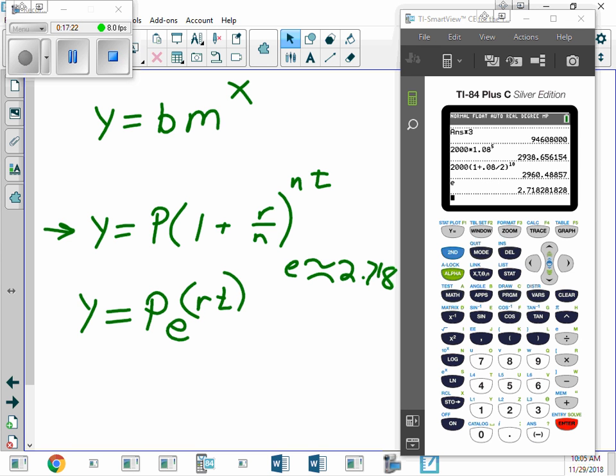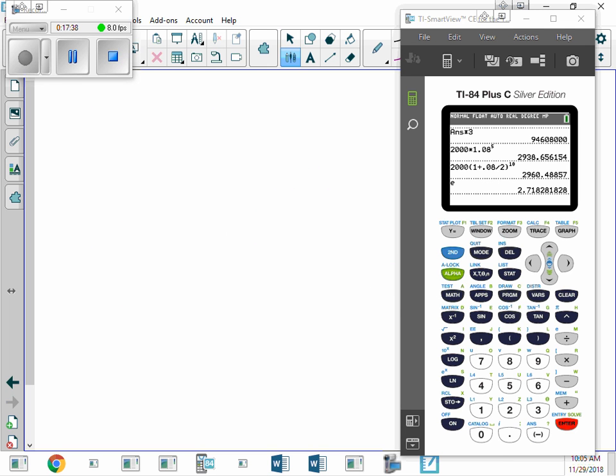Okay. So, I don't know if you wrote that down. Whatever. Write the formula. I wasn't paying attention to the worksheet. So, how does PERT work? Yes. Oh, sorry. Y equals P e to the rt.